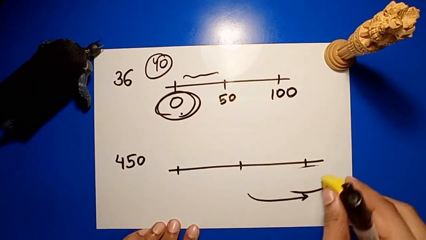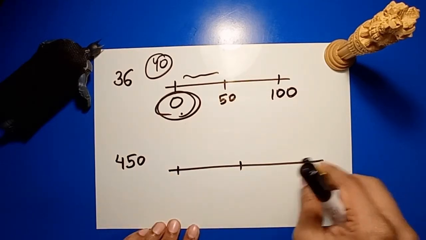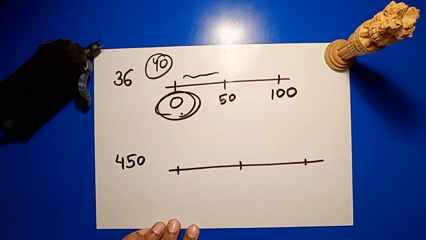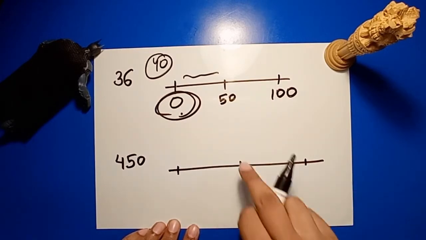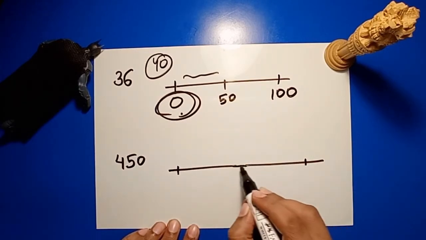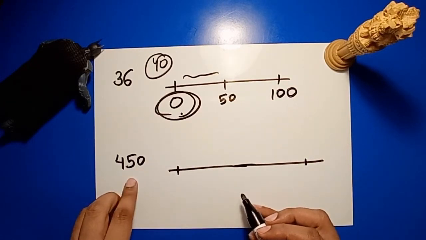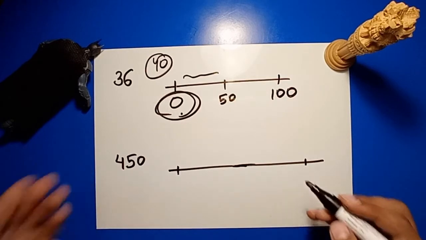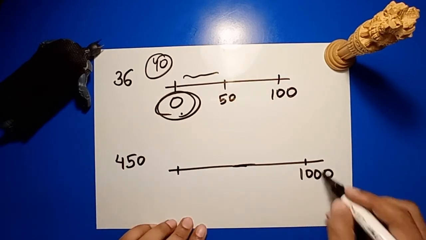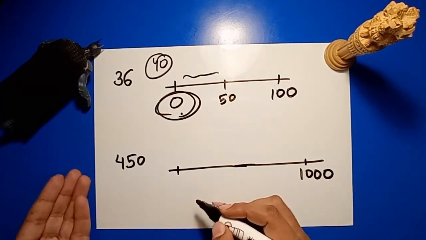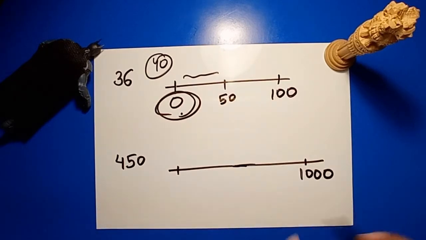Now let's do another. 450 rounded to the nearest 1000. Again, it is supposed to be a bit confusing. So which 1000 is more than 450? 1000, because 450 is less than 1000. And there is 1000, the first 1000.